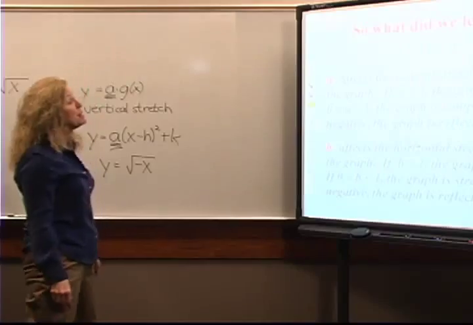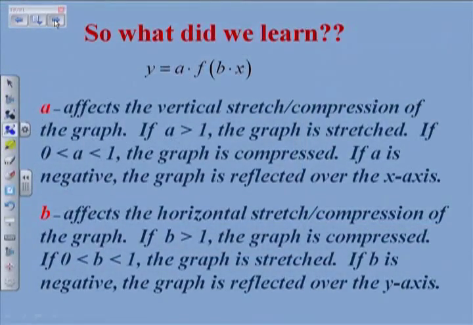So essentially, what did we learn? Let's put these guys all together. A is going to affect your vertical stretch or compression. If A is bigger than 1, remember, he's post-op, so he goes according to what you think. If you've got a multiplier of 3, you think, whew, it's going to make it bigger. Multiplier of 1/3, you think it's going to make it smaller. And it does on the A value, because he's the post-op number.